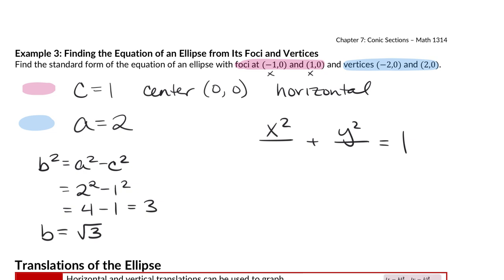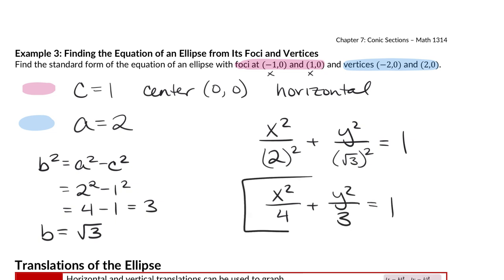The x. So I'm going to put the larger number, which is 2, underneath the x, and I'm going to square it. Then I'm going to put the b value underneath the y, and I'm going to square it. Because it's x squared over a squared plus y squared over b squared. So my formula is x squared over 4 plus y squared over 3 equal to 1. Again, notice that the larger number is underneath x because we know it's a horizontal ellipse. Since all of the values of the foci and the vertices have x values and no y values, they're in line horizontally.